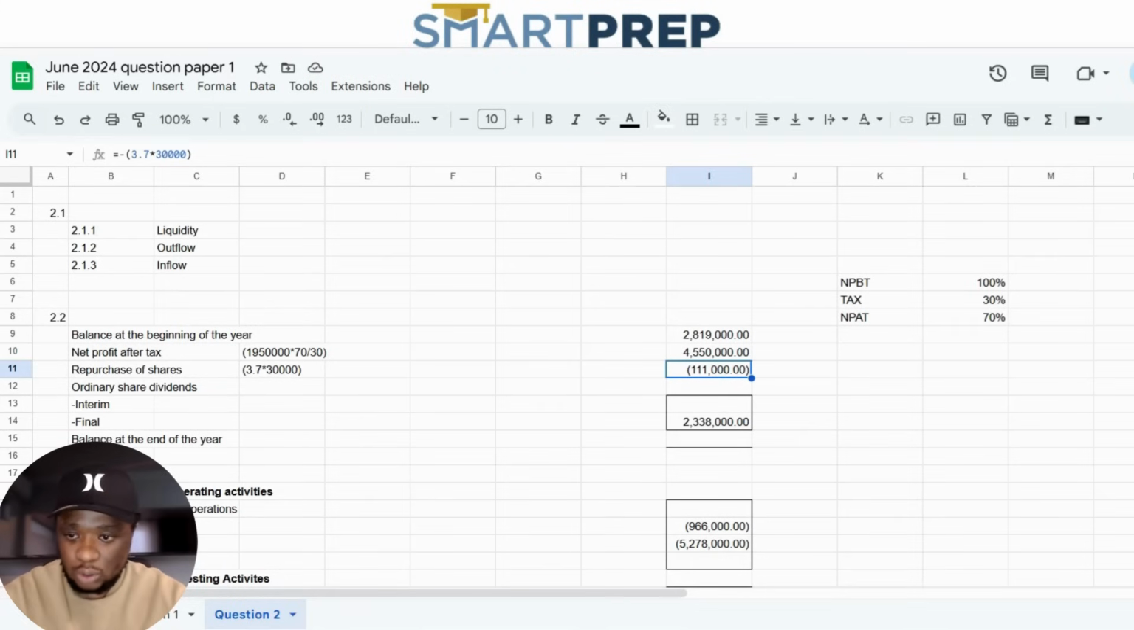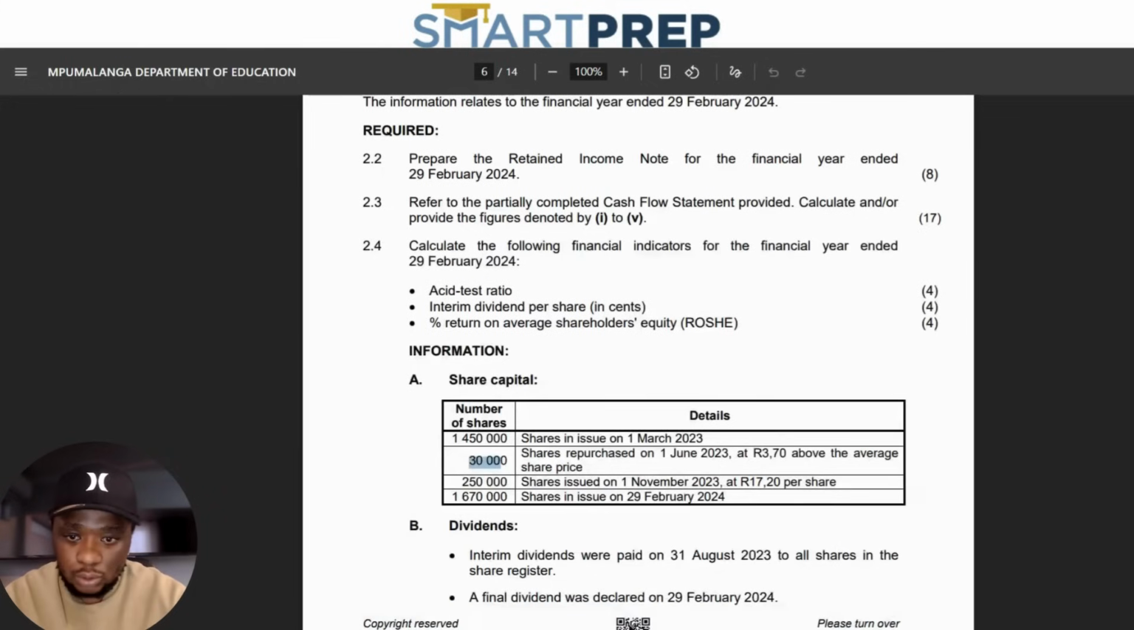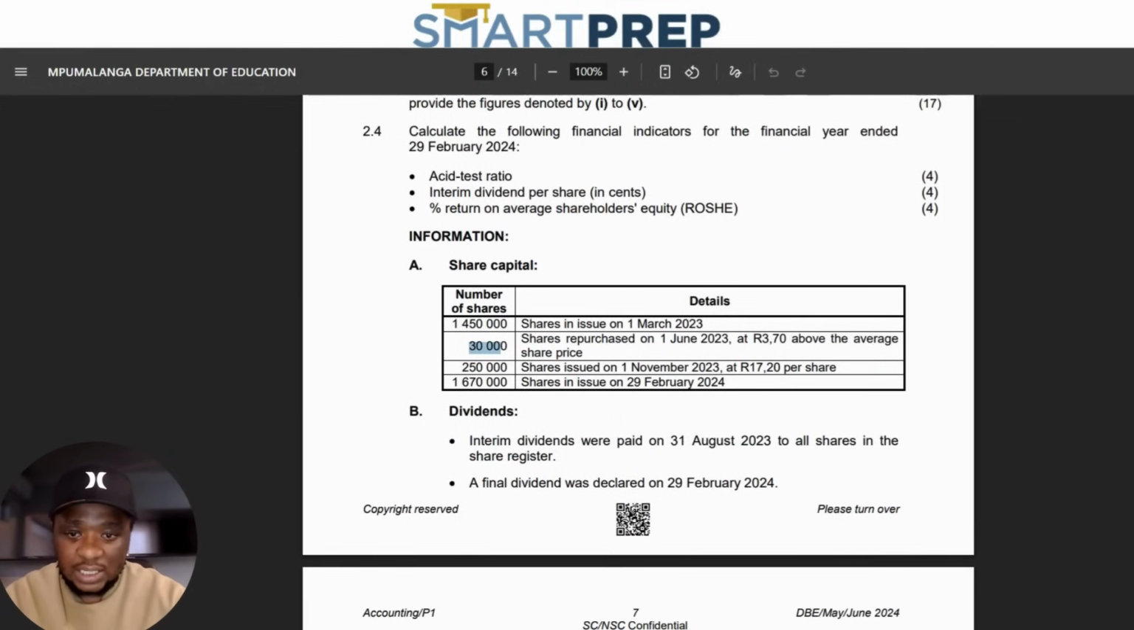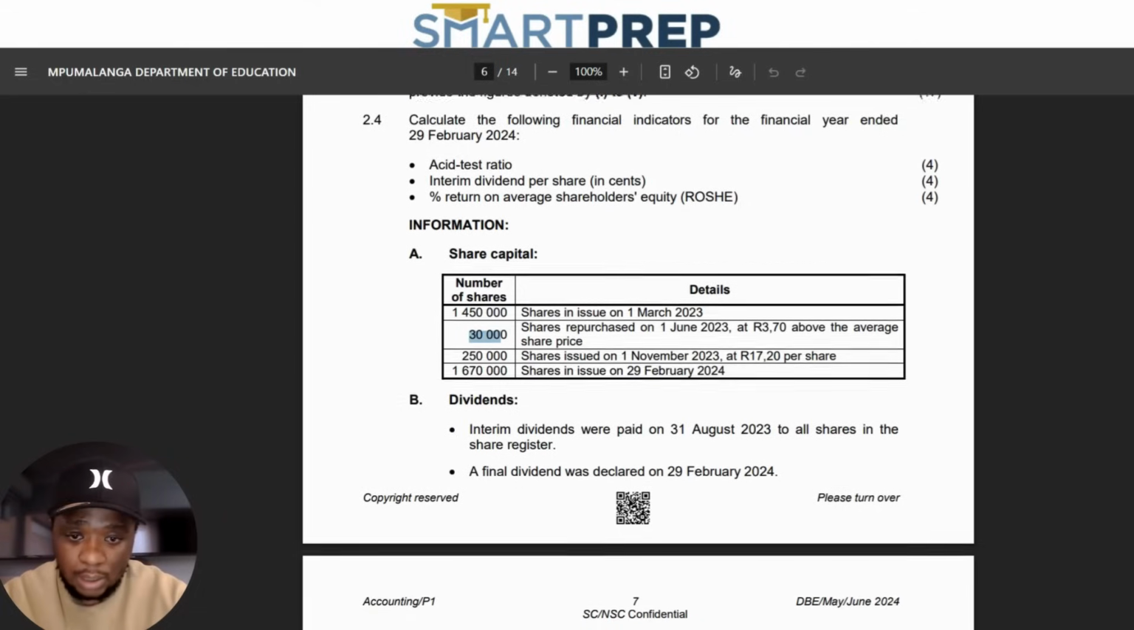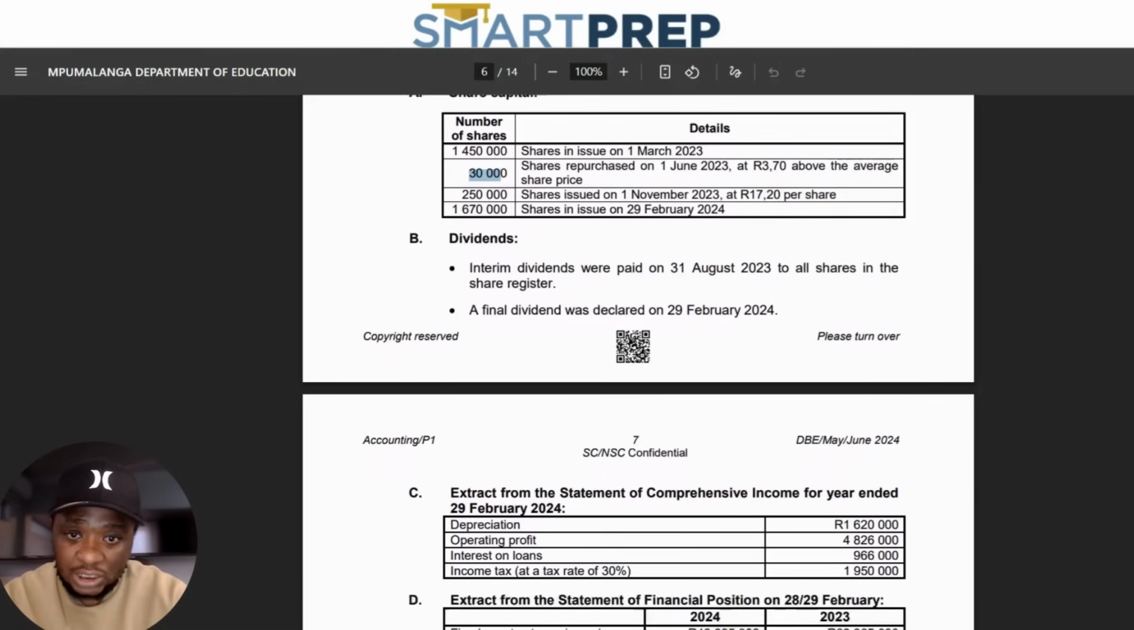All right, cool. And then moving on now to dividends. The final dividend is already given, but we need to work out the interim dividend. When it comes to the interim dividend, let's look at the information we're given in B. The information says that interim dividends were paid on 31 August 2023 to all shares in the share register. So we need to look at 31 August 2023, how many shares were in the register, and then figure out how much was actually paid towards those. Let's see if we can find that information.